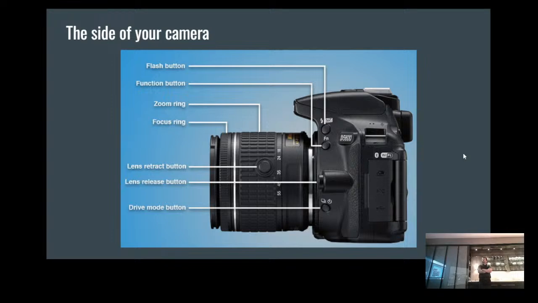Drive mode. Somewhere on your camera, you're going to see a stack of squares or a little stopwatch. Sometimes it's on the side of the camera, other times it is next to your dial pad. This is really important, especially if you're taking pictures of action or movement.